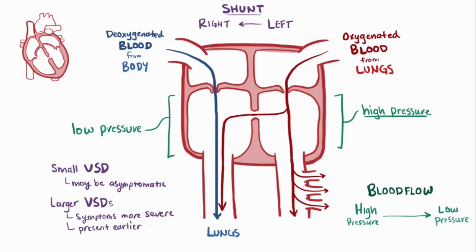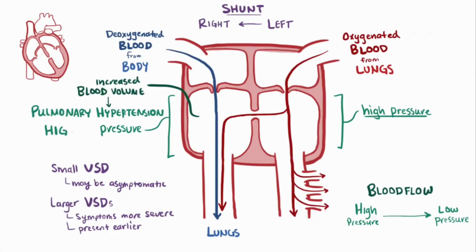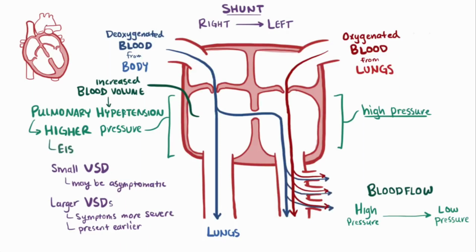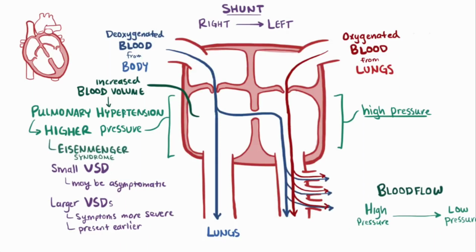But what sort of symptoms? Well, as blood is shunted to the right side, blood volume increases on the right side, which might lead patients to develop pulmonary hypertension, or higher pressures on the pulmonary side. If pressure increases to a point where the right side's more than the left side, then the direction of blood flow through the VSD can switch from being left to right to right to left, a condition known as Eisenmenger syndrome.